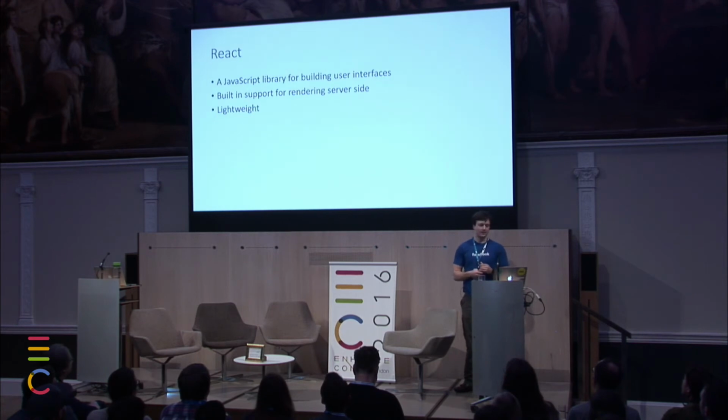Now let's look at React. So React is a JavaScript library for building user interfaces. And it has a highly declarative API, which means that we can render it directly into a string. We don't have to worry about these heavy DOM APIs. This is much more lightweight, it'll be much more performant.